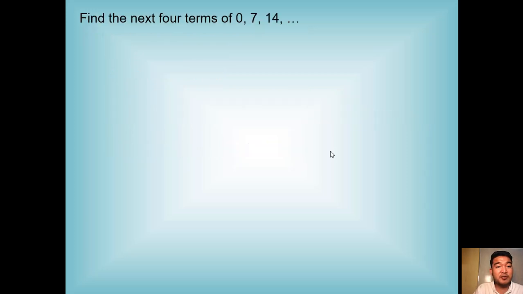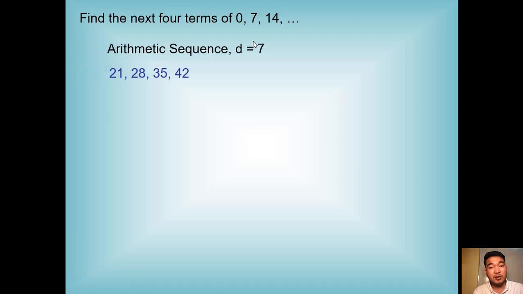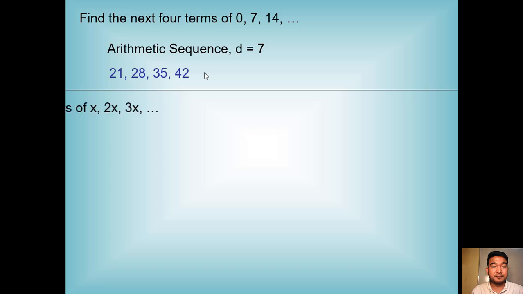How about this problem? Find the next four terms of 0, 7, and 14. First, let us solve for the common difference. 7 minus 0 is 7. 14 minus 7 is 7 also. So the common difference is 7. You just add 7. So you will have 14 plus 7 is 21. 21 plus 7 is 28. 28 plus 7 is 35. Then 35 plus 7 is 42.